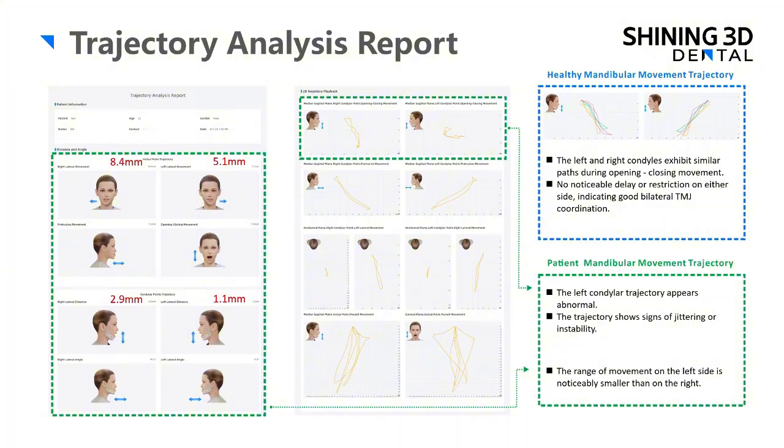While for this patient, the green circle, the patient's mandibular movement trajectory, the left condyle trajectory appears abnormal. The trajectory shows signs of jittering or instability. The range of movement on the left side is noticeably smaller than the right side, as you can tell by the numbers we put on this report.